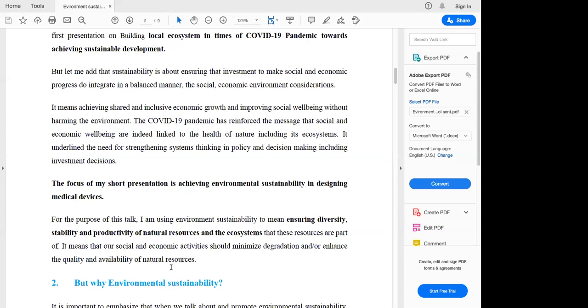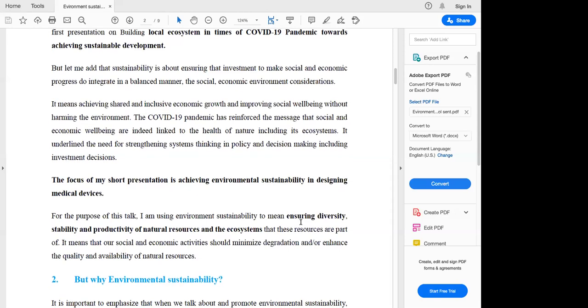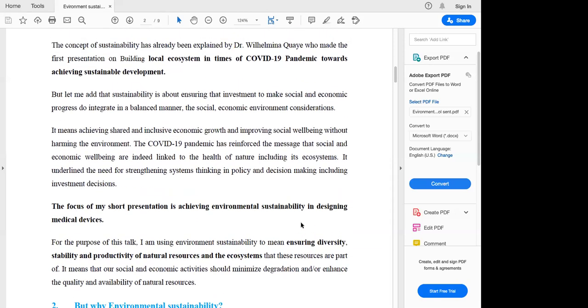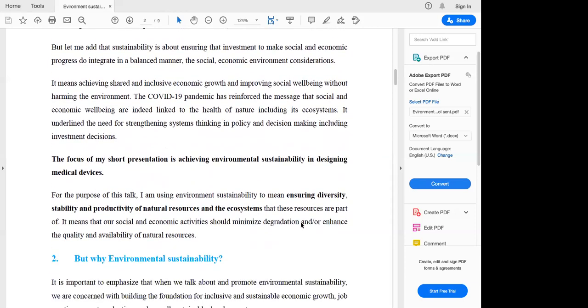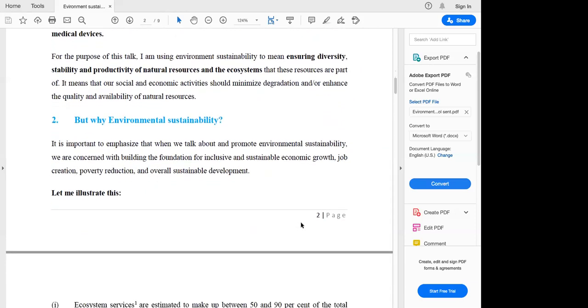It has shown to us that social, economic, and well-being are indeed linked to the health of nature, including its ecosystems. And therefore underlying the importance of having strengthened systems thinking in policy and decision-making, including the investments that we are going to make. And therefore, including the designs that you are going to be putting out. So the short presentation that I'm going to be doing here is going to be focused on sustainability in the designing of medical devices.